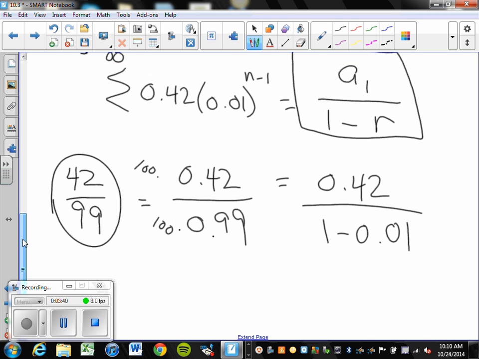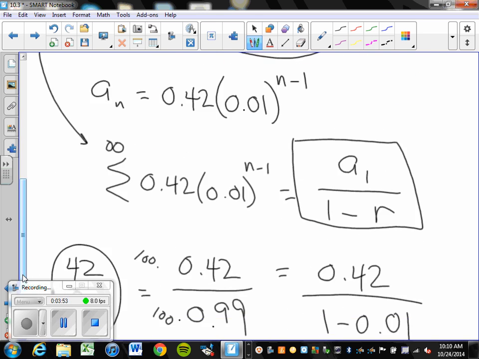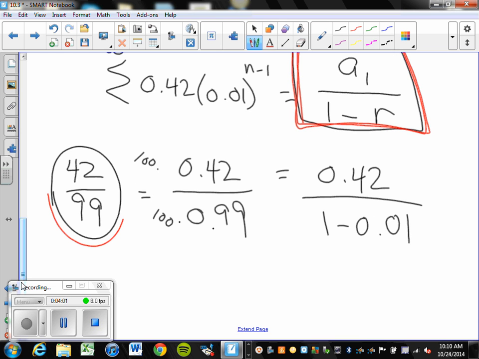There's my fraction. So, to summarize, if I can express a repeating decimal as a geometric sum, I can use this formula to write it as a fraction.